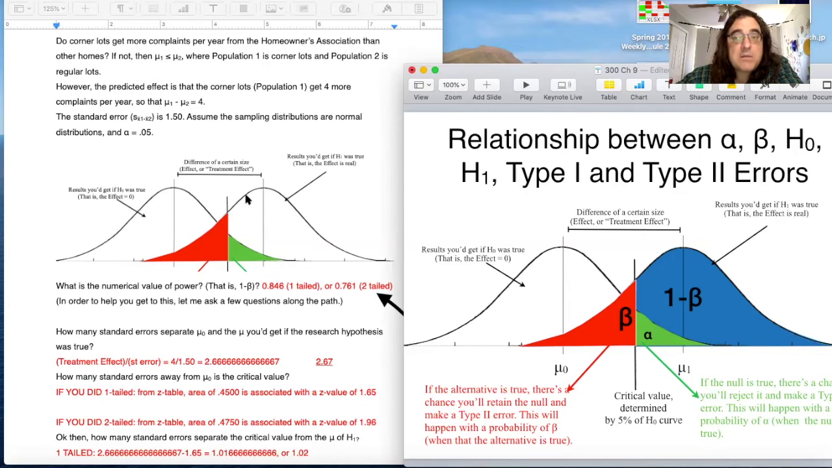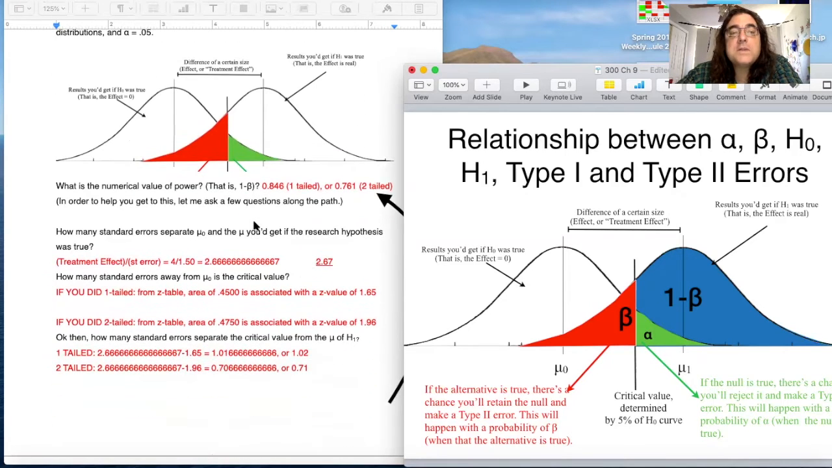This might be somewhat confusing for you, but what I want to point out is that what we're not doing is figuring out beta and then subtracting that from 1. Figuring out beta is too much of a hassle. In fact, we'd have to figure out power first in order to get beta. So we're going to do it this way by adding up these 2 areas.